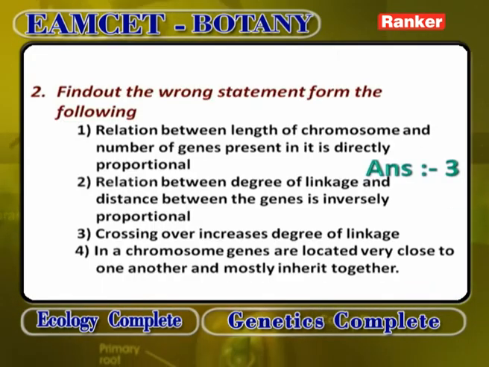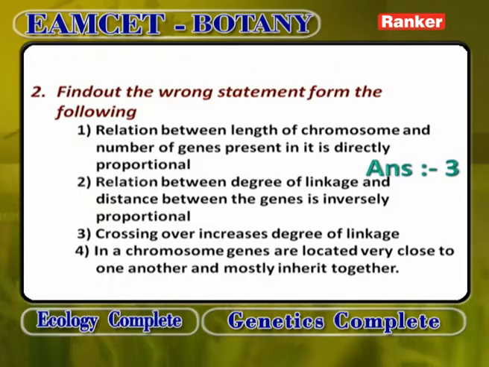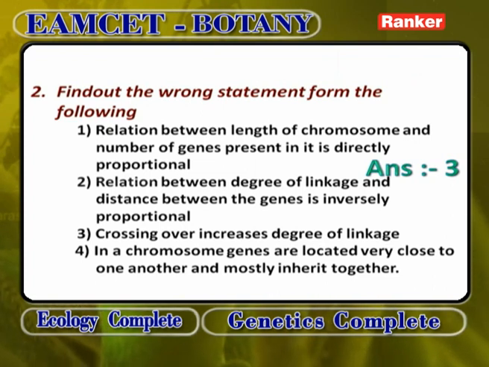Find the wrong statement from the following. Relation between length of chromosome and number of genes present is directly proportional is wrong. Whenever the length of chromosome is more, the number of genes will be more. So, here we have to find the wrong statement. Relation between length of chromosome and number of genes present is directly proportional is correct. Whenever the length is less, genes are more. Whenever the length is more, genes are less.